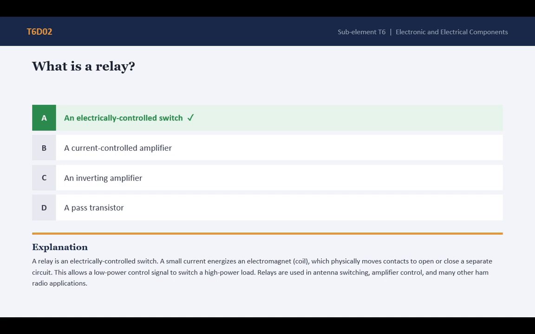What is a relay? A. An electrically controlled switch. A relay is an electrically controlled switch. A small current energizes an electromagnet or coil, which physically moves contacts to open or close a separate circuit. This allows a lower power control to switch a higher power load. Relays are used in antenna switching, amplifier control, and many other ham radio applications.